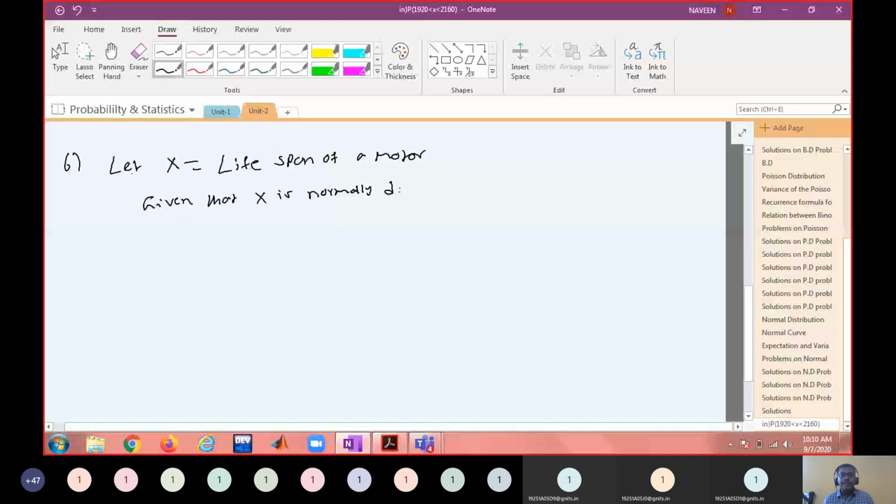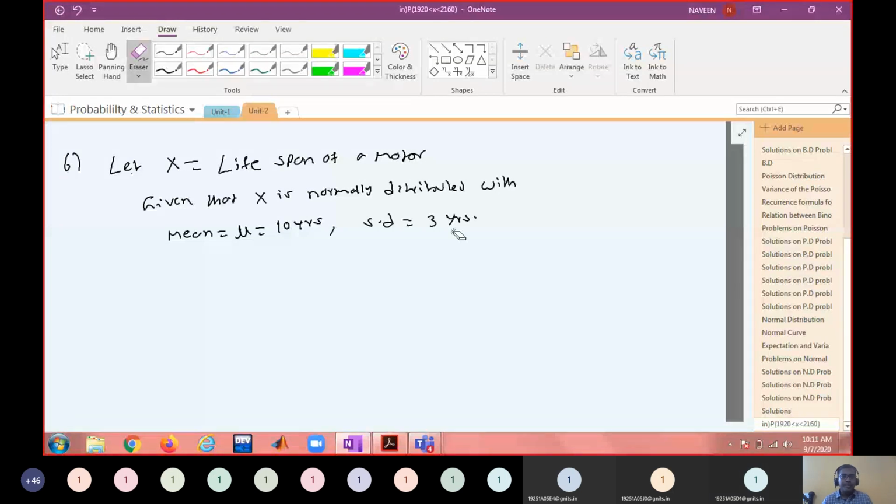with mean. How much is the mean given? 10 years. And the standard deviation? 2 years. Some said 3 years, but it is 2 years. Okay, sorry, 2 years.